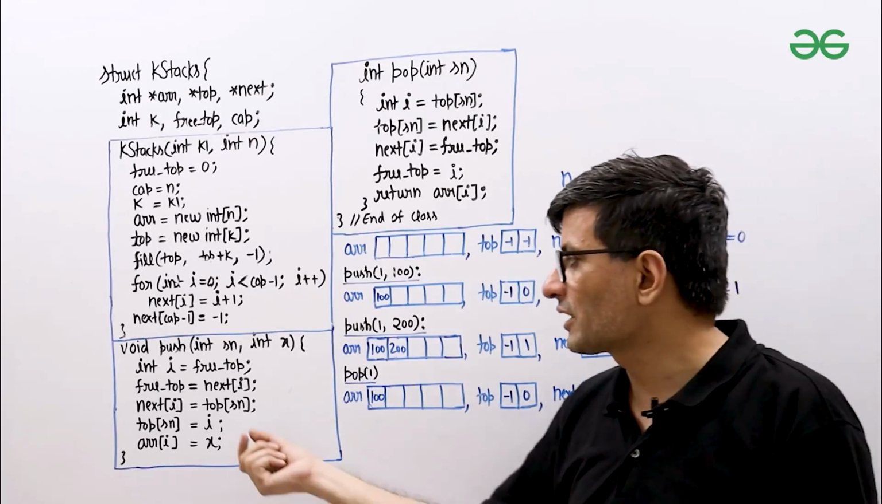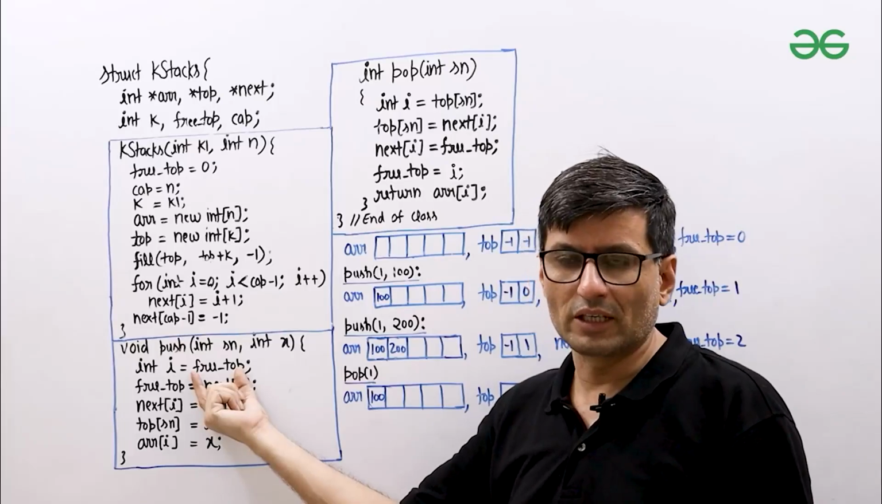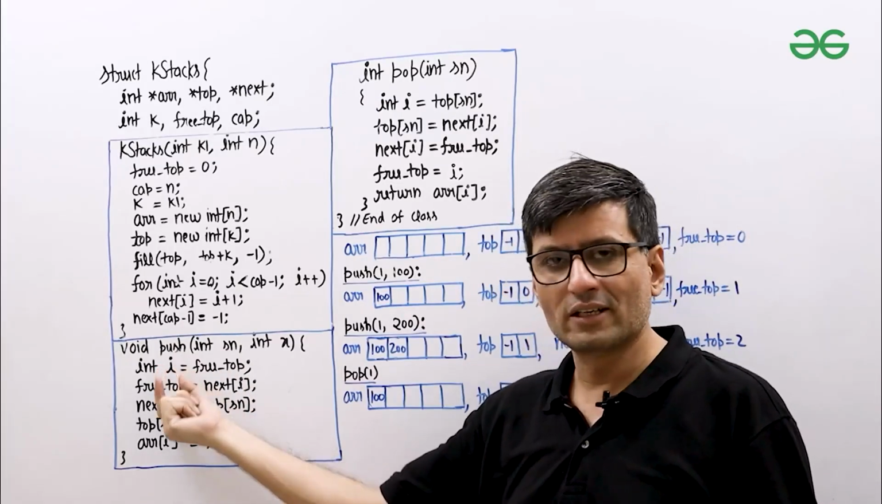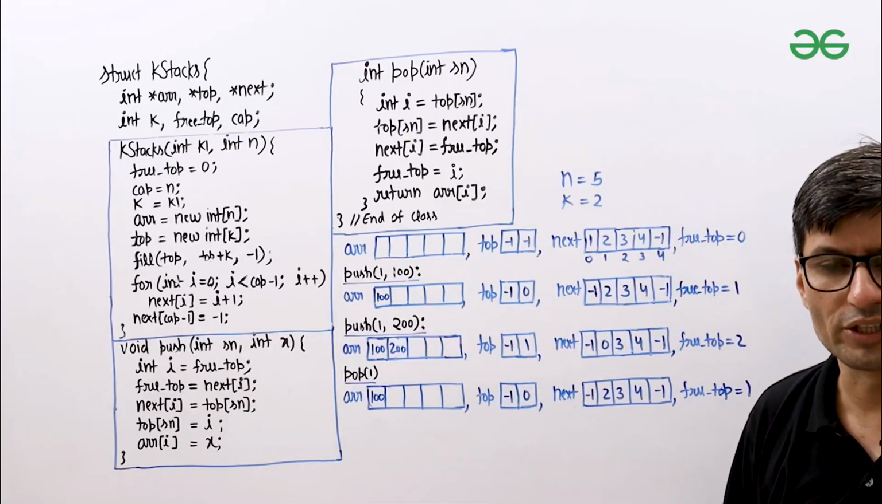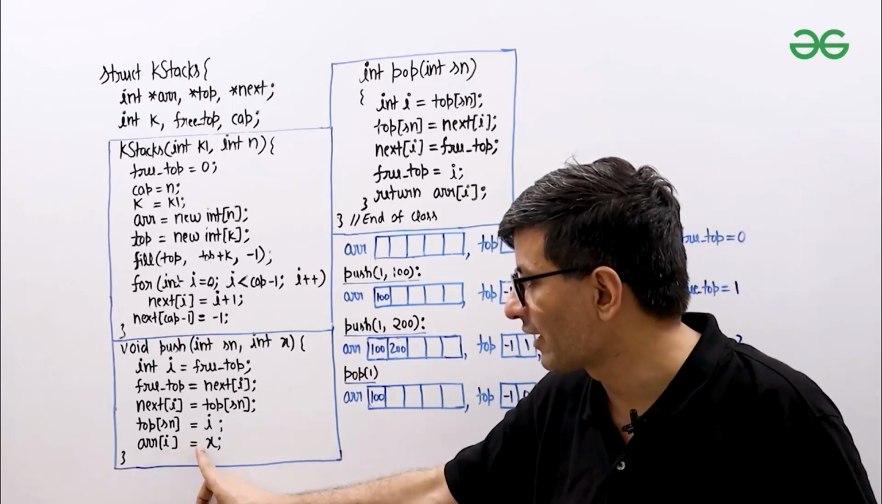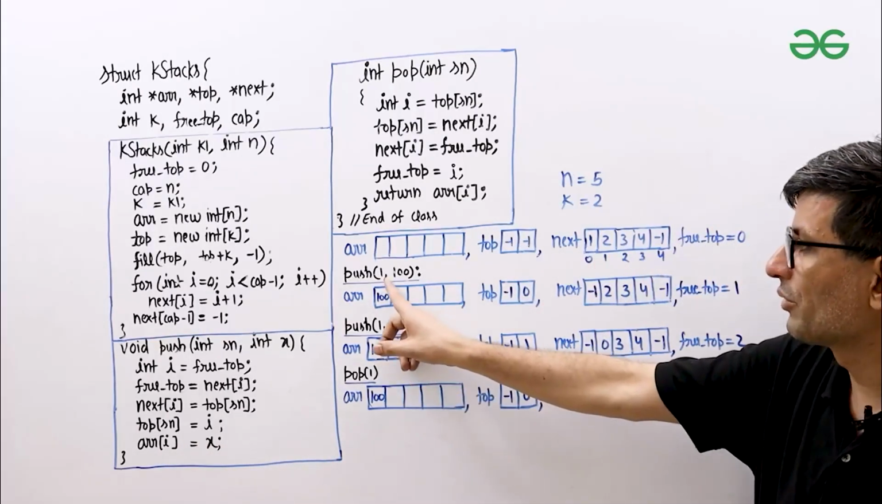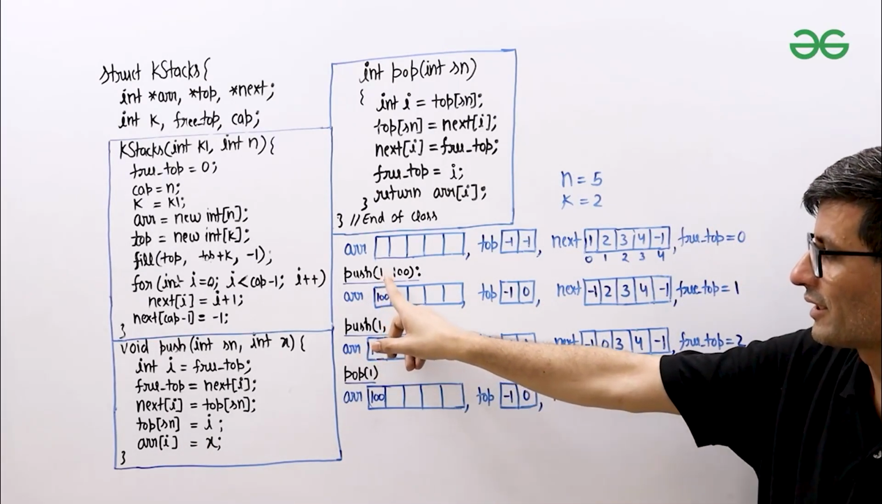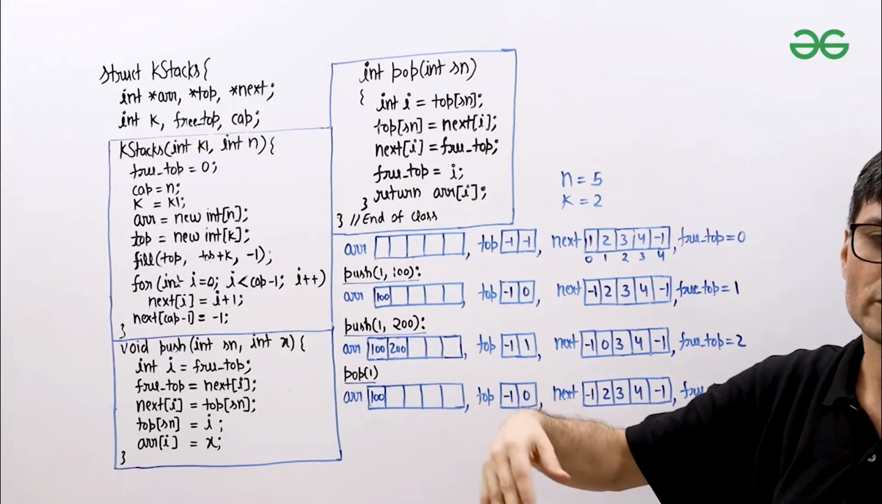So what we do, we first take a free item and we assign the index i, right? We know that our element is going to be at this index, so we assign arr[i] as x. So suppose we want to push 100, stack number is 1, which means the second stack.